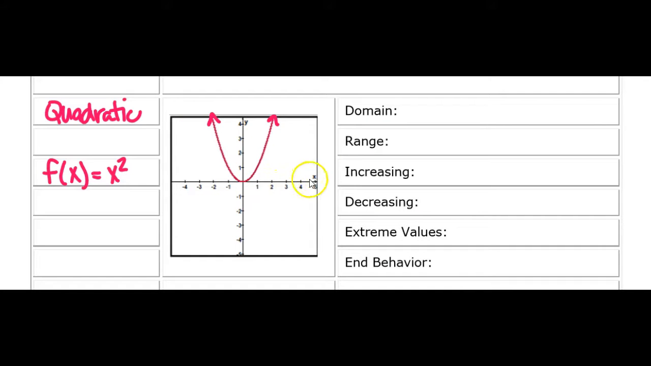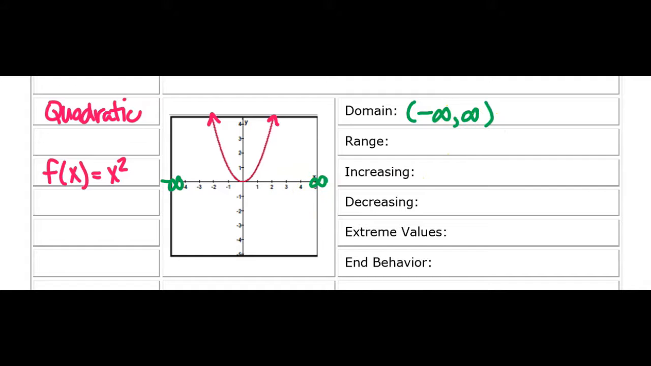All right, so let's look at domain. The graph is going to the right infinitely because we can see it is getting wider, so it is going to the right. And it is also going to the left infinitely because it's getting wider in that direction. So domain is negative infinity to positive infinity.